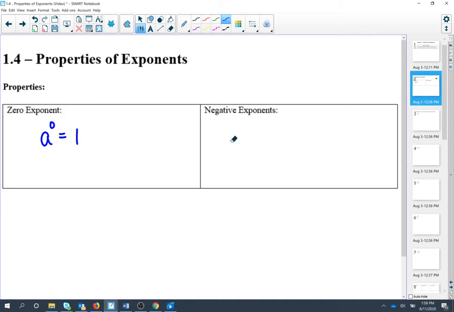Negative exponents, if I have a to the negative n power, we're going to do our reciprocal here, which is going to make this 1 over a to the positive n power. So essentially a negative exponent does the reciprocal. You would write it in the denominator and then it becomes positive.